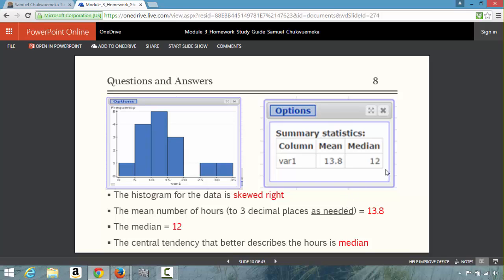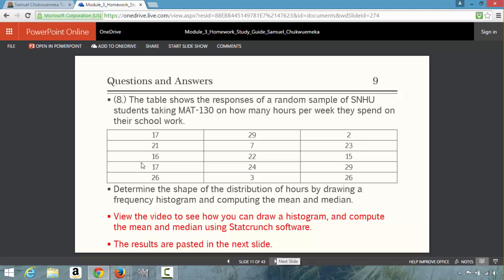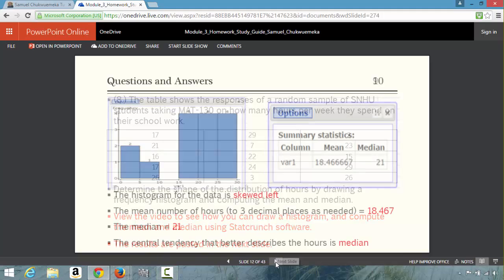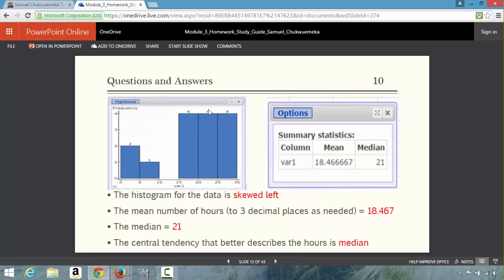And you see that the median is less than the mean, skewed right. The next one, if you do this the way we just did it, this is skewed left. The median is greater than the mean, or the mean is less than the median. The median is the best measure of center to describe it.